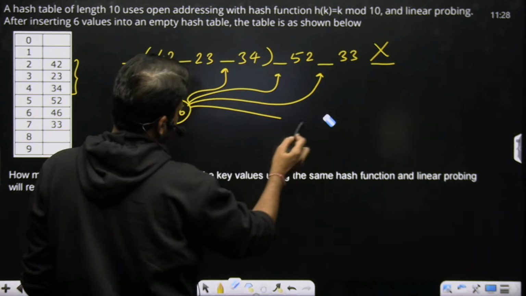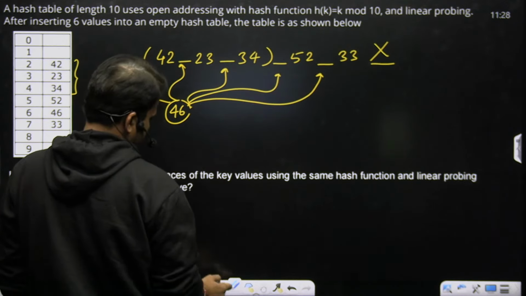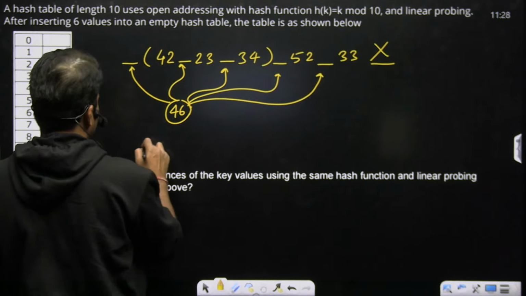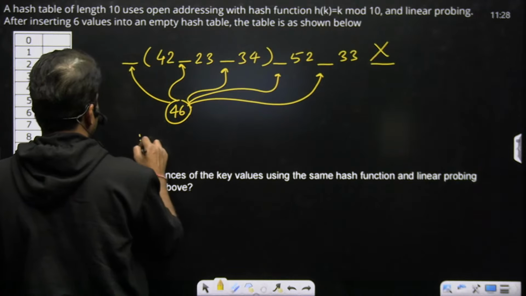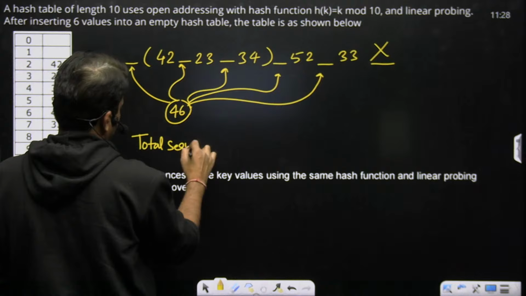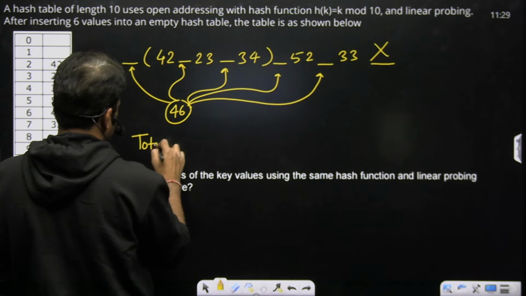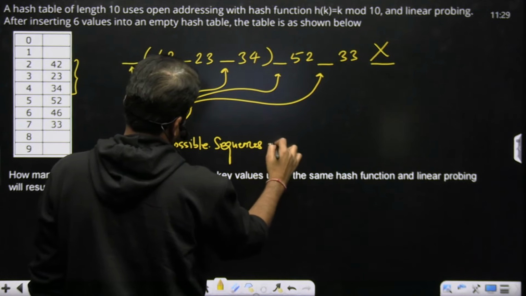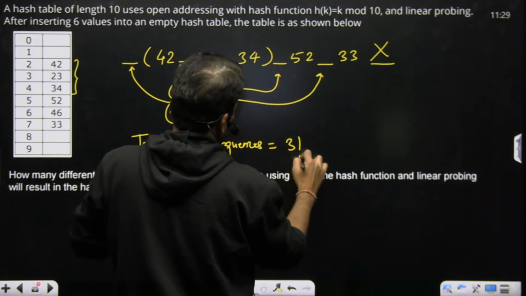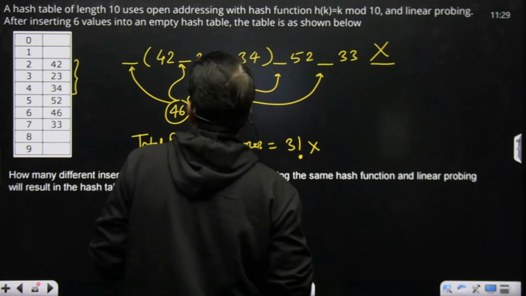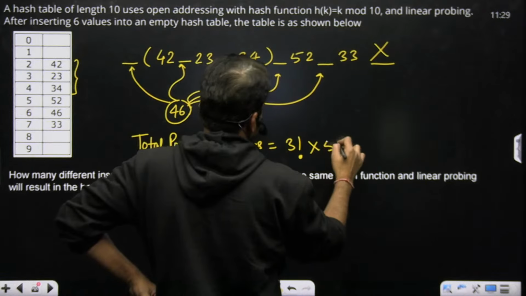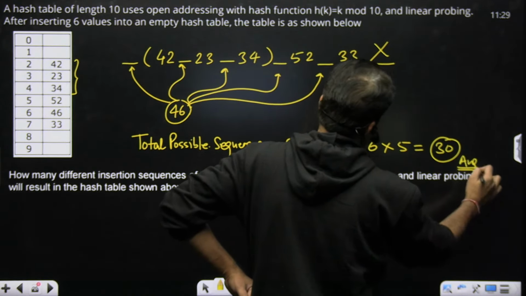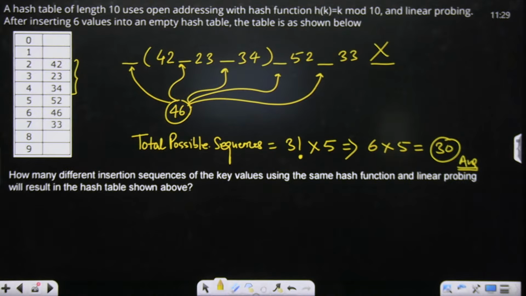हाउ मेनी पॉसिबिलिटी फॉर 46? 46 यहाँ नहीं हो सकता, ठीक है। सो टोटल पॉसिबल सीक्वेंसेस, सर टोटल अरेंजमेंट ऑफ दिस, फैक्टोरियल 3 तरीके से अरेंज। एंड हाउ मेनी पोजीशन फॉर 46 के लिए, 1 2 3 4 एंड 5, सो इट विल बी 6 into 5, 30. 30 is the answer for this question, understood? 30 is the right answer for this question, all right.